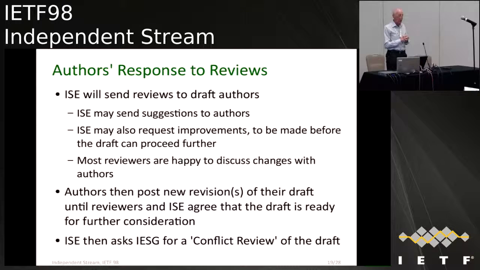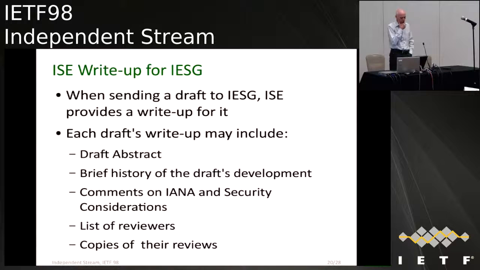So when the ISE has got some reviews back, he sends copies of those to the draft authors. He may also send suggestions and request improvements to be made before we can get any further with the draft. And as well as that, unlike a paper being submitted to an academic journal where you don't know who the reviewer is, most reviewers are perfectly happy to swap emails and help the authors make the changes, so that we get everything in really good shape before trying to go any further. So when the authors have made the changes and the reviewers and the ISE are happy that the document is ready to go further, then last phase, last hurdle to jump, the ISE asks the IESG for their conflict review, 5742.